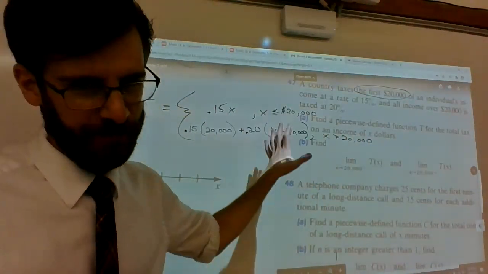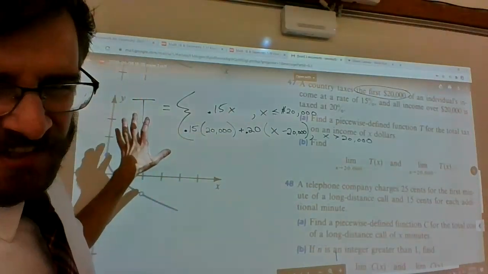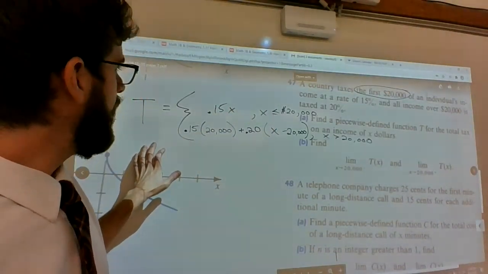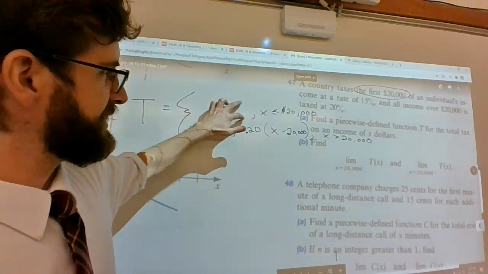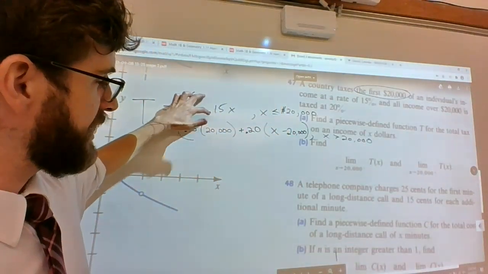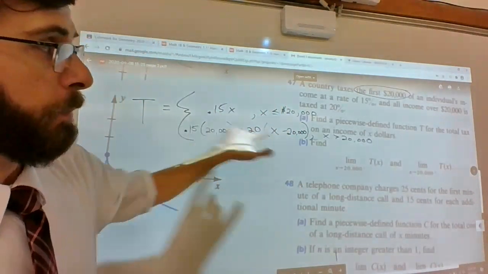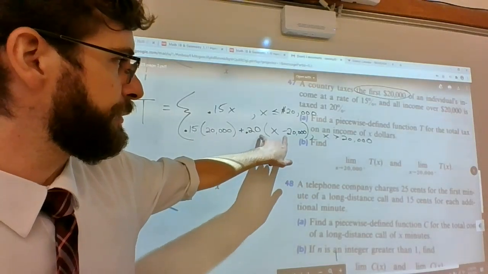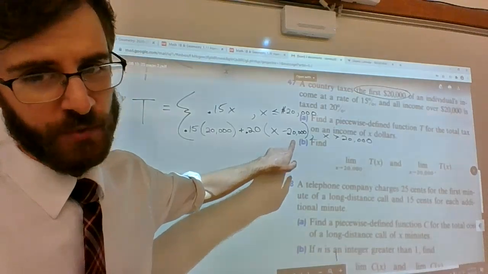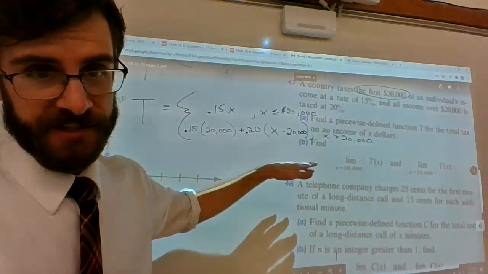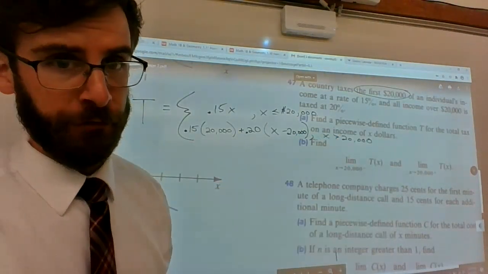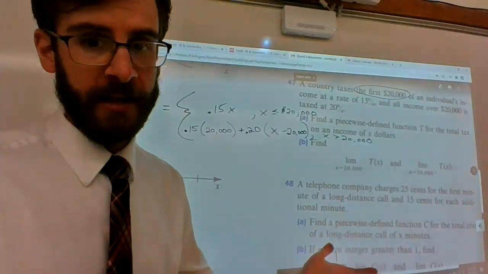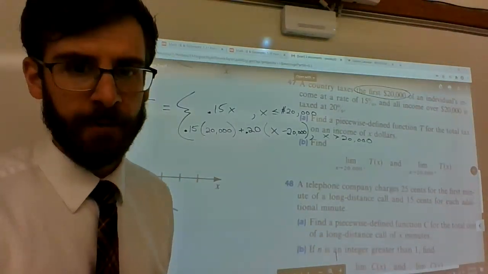All right, sorry, I put this in the middle of the textbook example, but I think you guys can see it clear enough: this is if you are making less than or equal to $20,000. And if it's more, you were taxed at 15% here and 20% here, and I have to take away that $20,000. Otherwise, it's taxing me at 20% for the entire amount that I make.